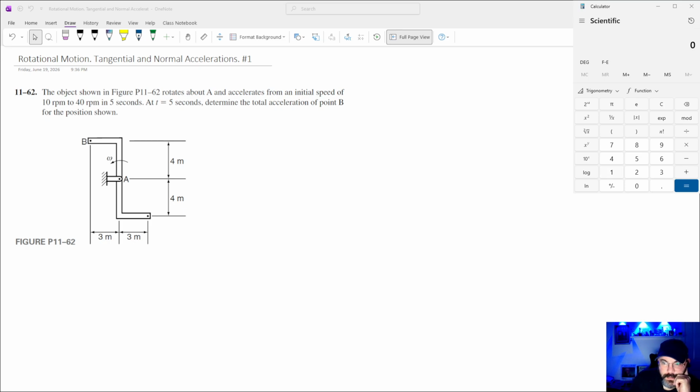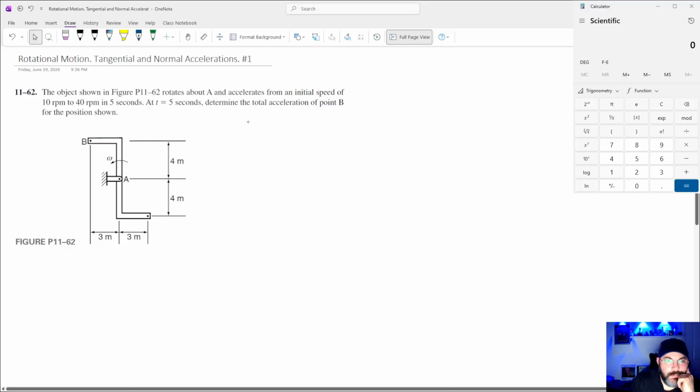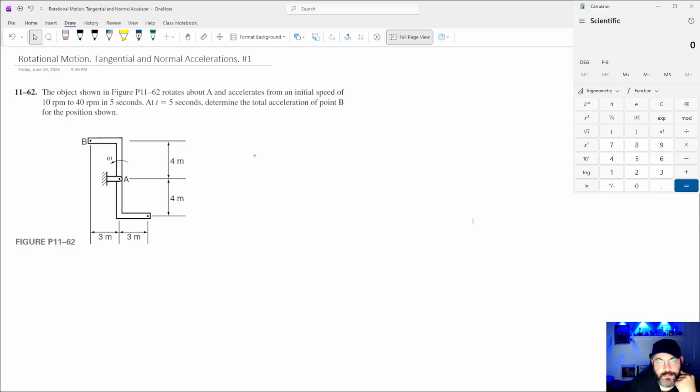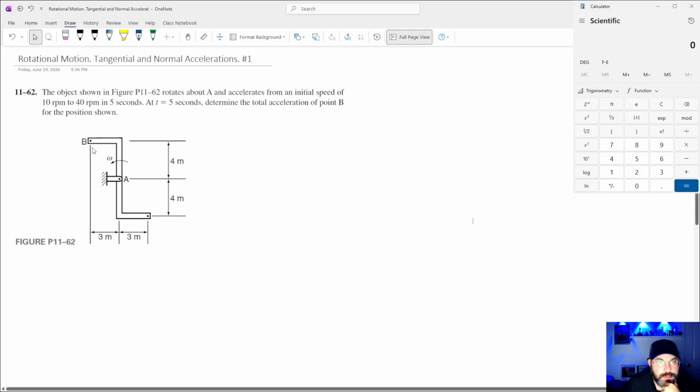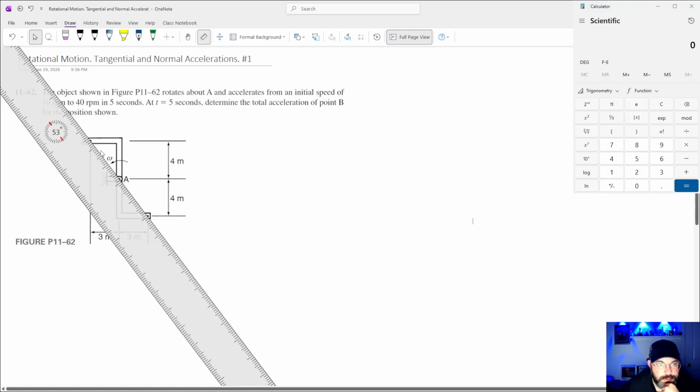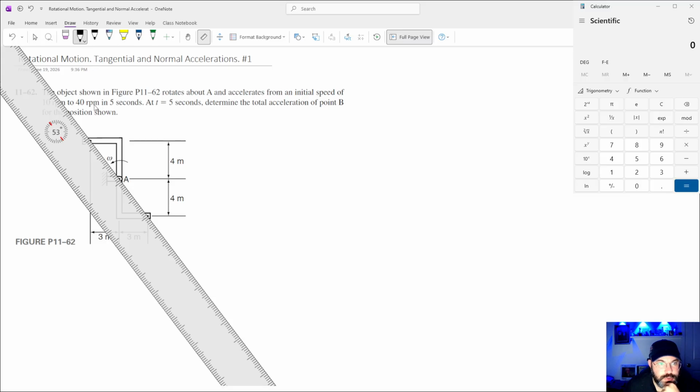Okay, so let's solve another problem. This problem is about rotational motion, but now we are not only interested in the angular characteristics of this motion, we are also interested in the total acceleration of point B. Point B is also rotating, so it's rotating around point A. Here the radius of rotation is not shown, so we need to actually draw it.